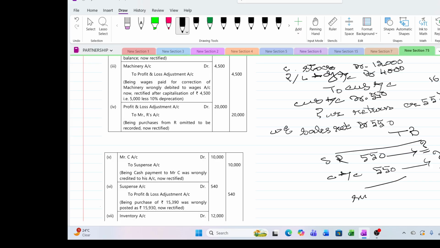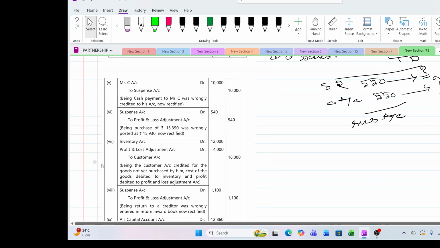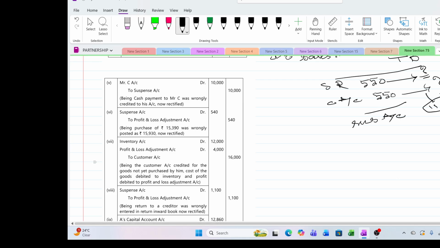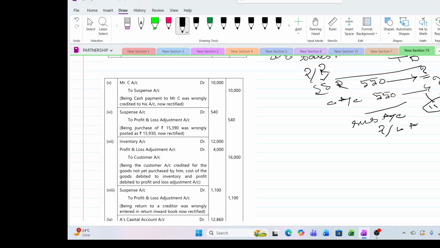So what would the accountant have done? He would have credited the suspense account with 1100 rupees. Now we know this thing. In order to rectify this, suspense account is to be debited with 1100 rupees, and this is both sales return account and purchase return account. Both are nominal accounts, and you have to credit the PL adjustment account. You understand this?